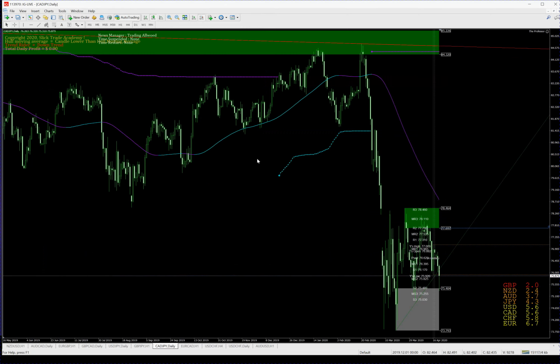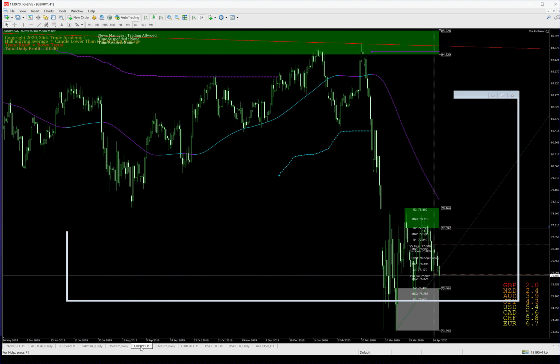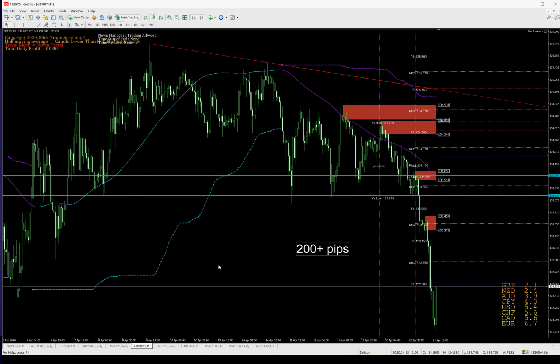Take a look at our daily. Came right down to our demand level. Not a whole lot being shown here. Price has been in a consolidation period on the daily, so not a whole lot else there. And the last pair is the GBP JPY, pound yen. Oh yeah, it's spiking right back up real fast.